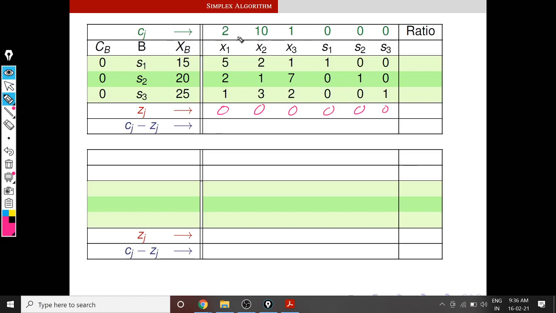So these are the costs. We know what the costs are. Then these are the Zjs, so you take the difference. 2 minus 0 is 2. 10 minus 0 is 10. 1 minus 0 is 1. 0 minus 0 is 0, and 0 and 0. You got it? Then what is the next procedure?